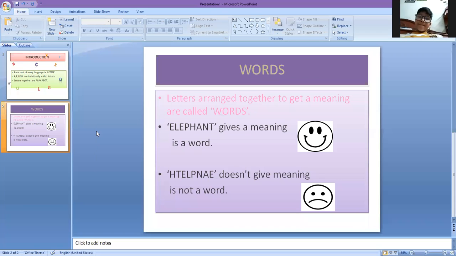Number two is here: HTELPNAE. It doesn't give a meaning, it's not a word. ये letters तो हैं, group of letters तो है, लेकिन ये order में arrange नहीं है, so it doesn't give a meaning, it's not a word. Okay, students, what are words? Letters arranged together to get a meaning are called words. Words वही कहलाते हैं जिसका meaning होना चाहिए. Letters को अगर हम arrange कर देते हैं तो वो word नहीं कहलाते, लेकिन उसका कोई meaning निकलना चाहिए, तब वो word कहलाते हैं.